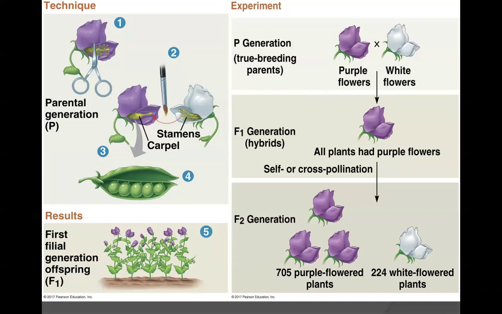When these plants, the F1 generation, were either cross-pollinated or self-pollinated, the F2 generation that he obtained had both purple and white flowered plants. Remember, there was not much known about genetics and heredity at this point, so this was considered to be a very puzzling result, to get the reestablishment of the white flowered plants when you're only crossing purple flowers.